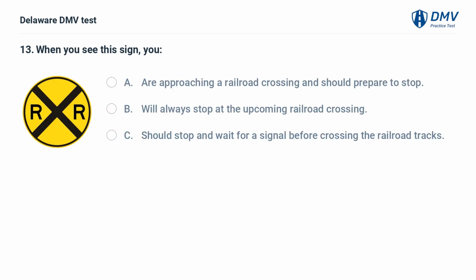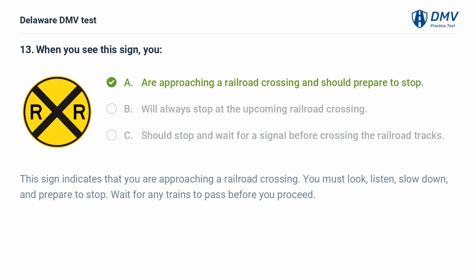When you see this sign, you A. Are approaching a railroad crossing and should prepare to stop. B. Will always stop at the upcoming railroad crossing. C. Should stop and wait for a signal before crossing the railroad tracks.